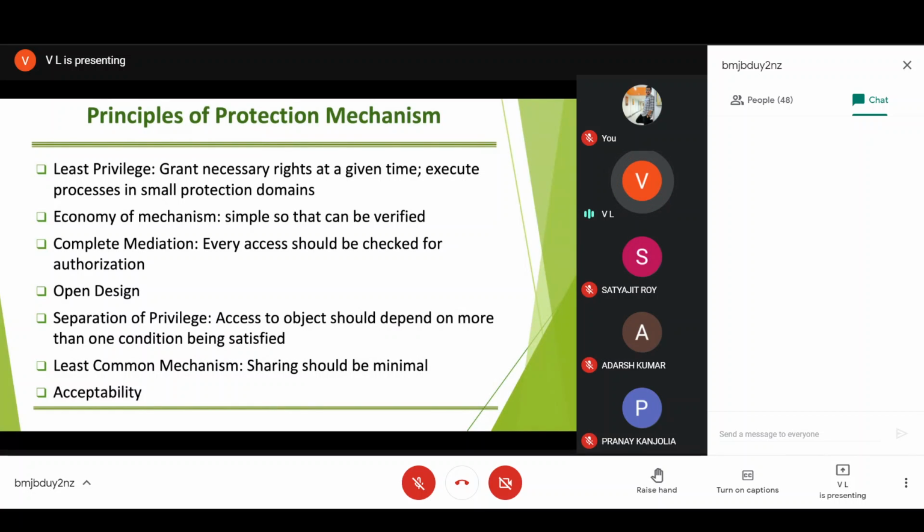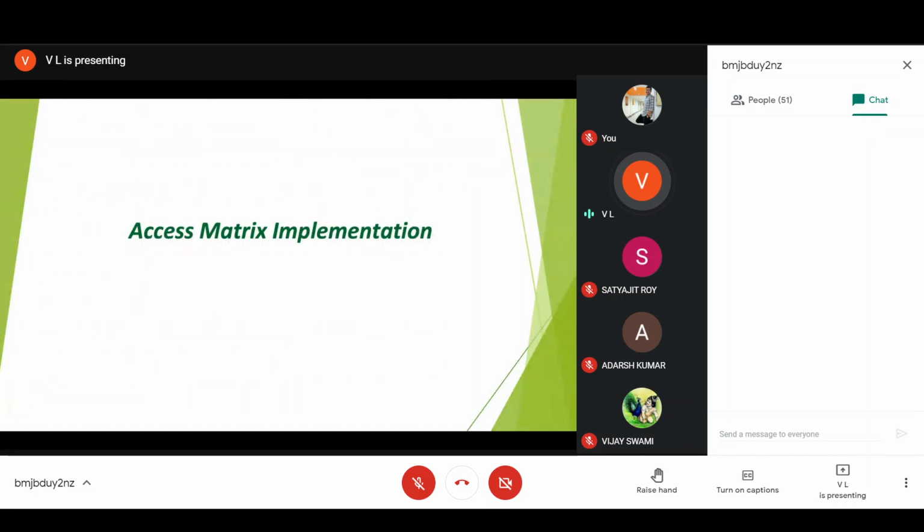The design should be open so that other people can also verify that there is no problem with the design. And as far as possible, the sharing should be kept to a minimum, because this is where the data could be passed on or leaked, accidentally or intentionally or unintentionally, to another process or to other systems. And it should be acceptable.